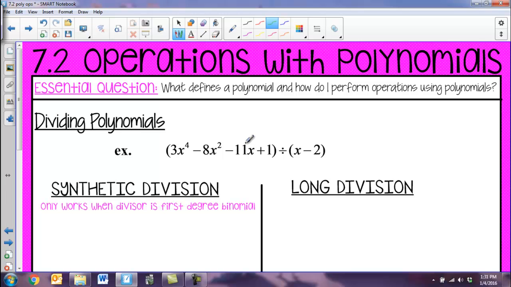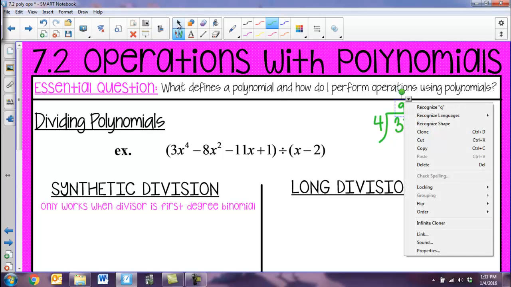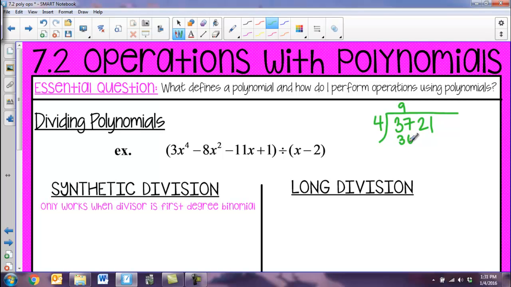So like when we did long division back in the day, maybe I had 4 divided into 3, 7, 2, 1. When I divide this using long division, I'm like, hey, can 4 go into 3? Nope. But can 4 go into 37? Yeah, it can go in 9 times. Then I multiply 9 times 4. Hey, that gets me 36. And then I would subtract. So I subtract that, I get 1, and I pull down that next number.